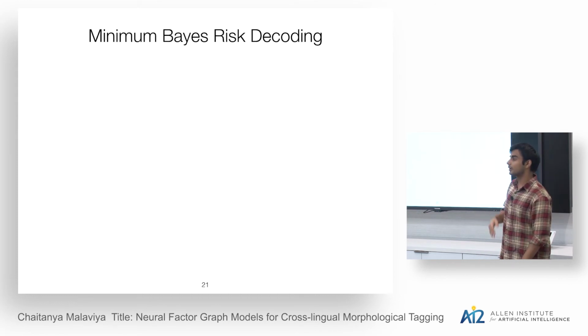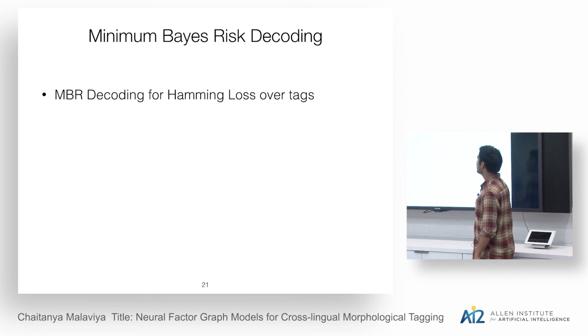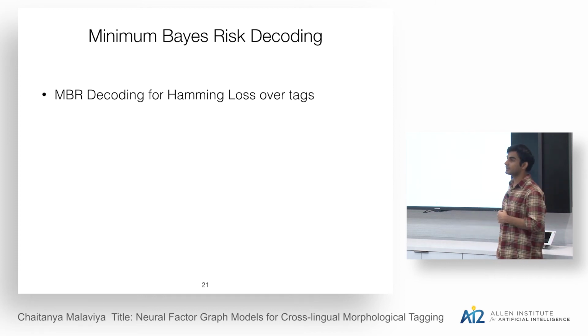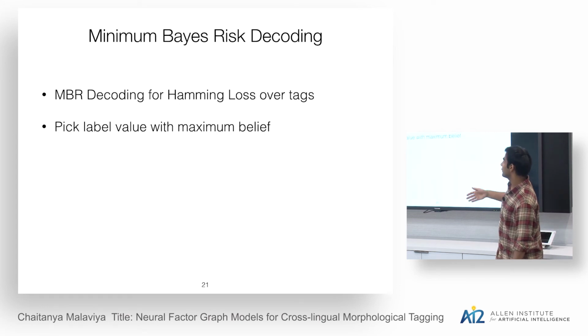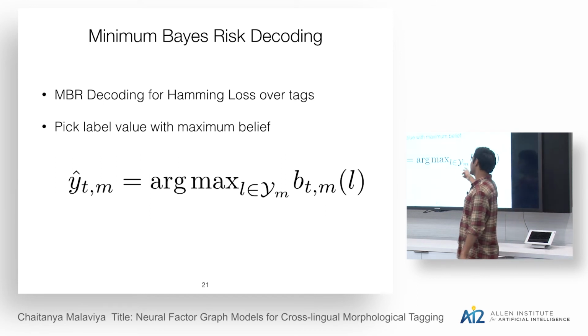So we talked about how we would learn this model. We can also discuss how we would perform decoding. The way we perform decoding is using a minimum Bayes risk decoding model for a Hamming loss over all the tags. So we would essentially pick the label value with the maximum belief during decoding. We have a belief value over all labels of a specific tag, and we pick the label with the maximum belief value at test time.